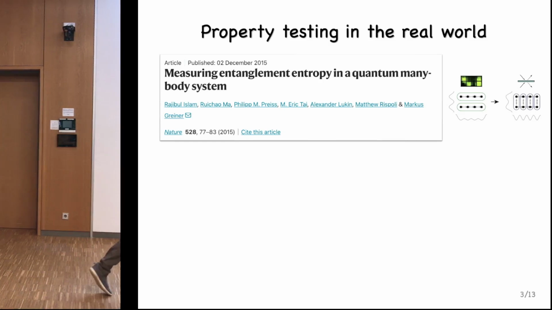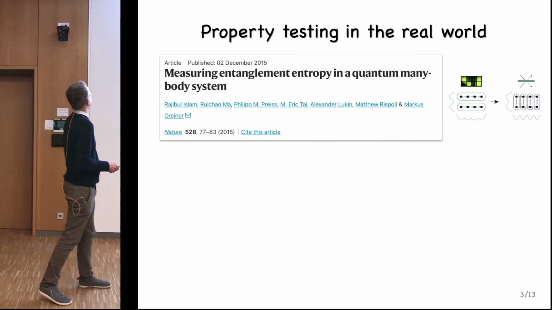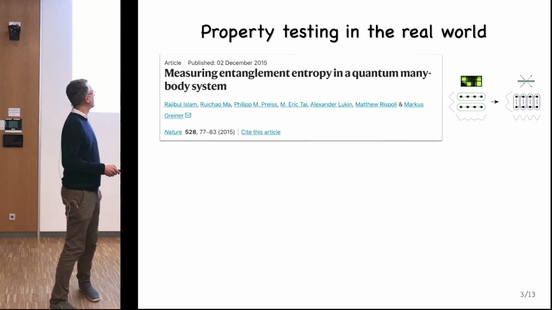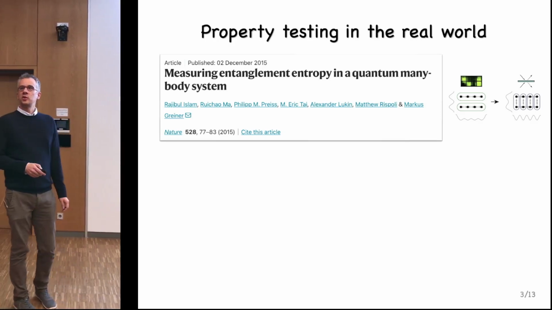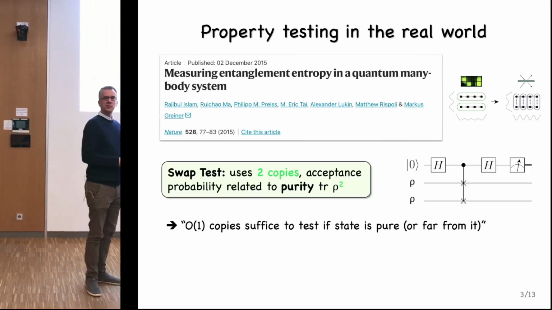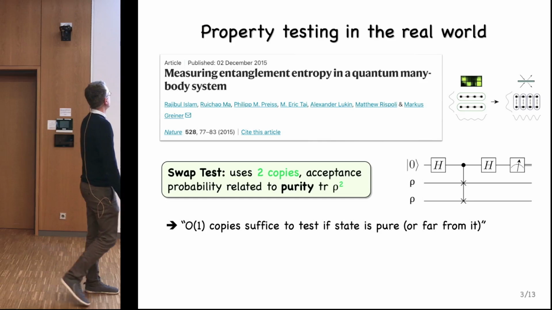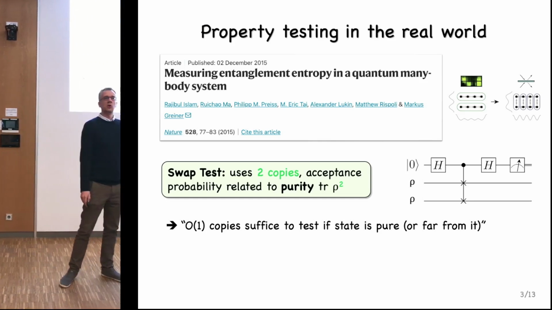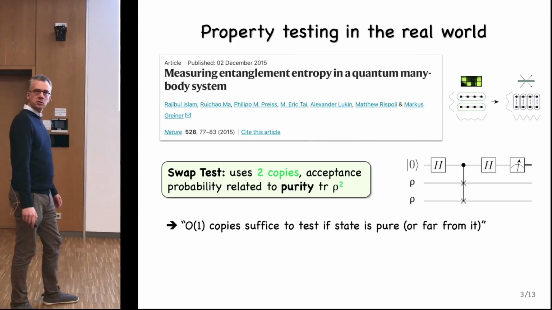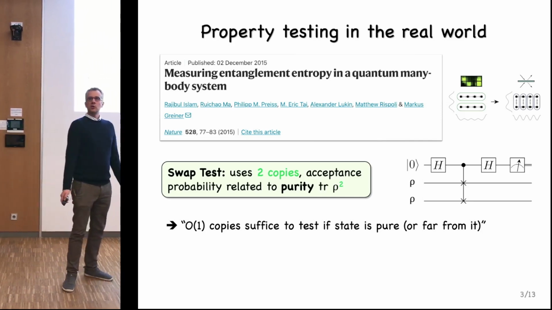Since I claimed something about practicality, many of you will have heard of this experiment about measuring the entanglement entropy in an actual quantum many-body system. It's an experimental paper, and they basically estimated the purity in a real-life scenario. We all know how that works: we do a swap test, a super nice quantum circuit. The acceptance probability is related simply to the purity of that state. You're always going to accept if it's a pure state, and if it's constantly far from a pure state, then it will reject with constant probability.